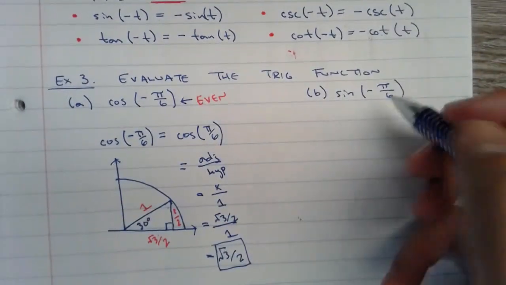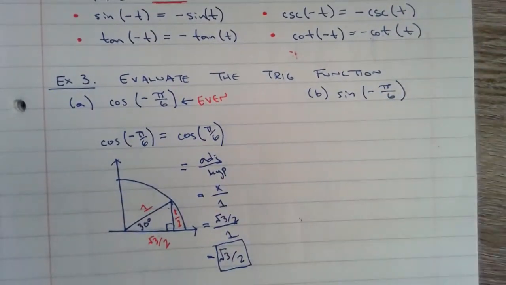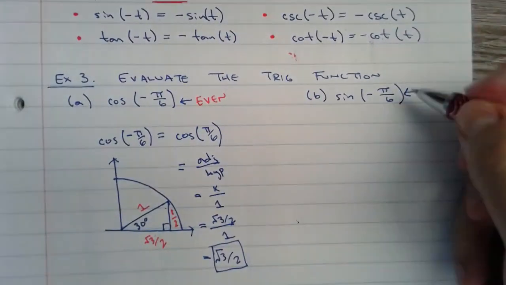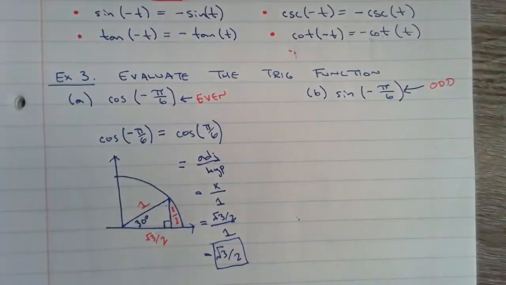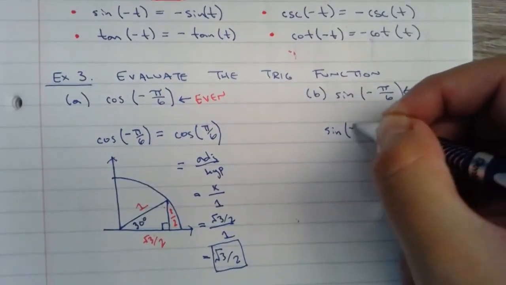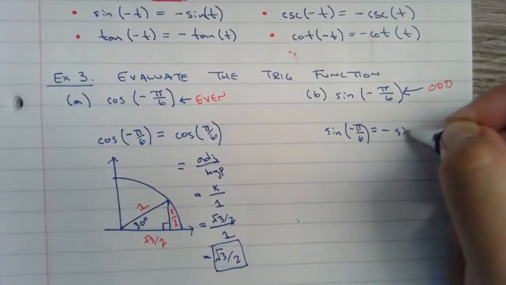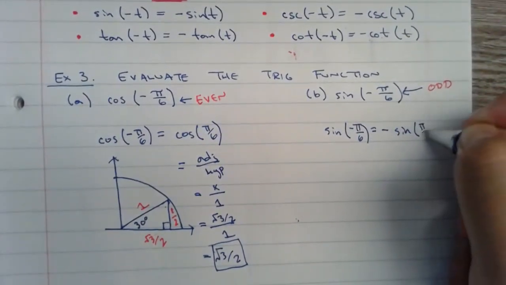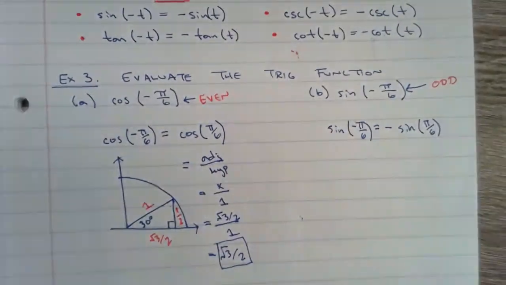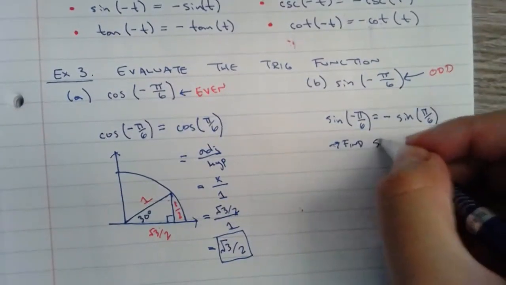Alright, then the last one, sine of negative pi over 6. So this right here is not an even, this is an odd function. So since this is an odd function, that means that sine of negative pi over 6 is in fact negative sine of pi over 6. Okay? So now I'm going to go ahead and find sine of pi over 6.